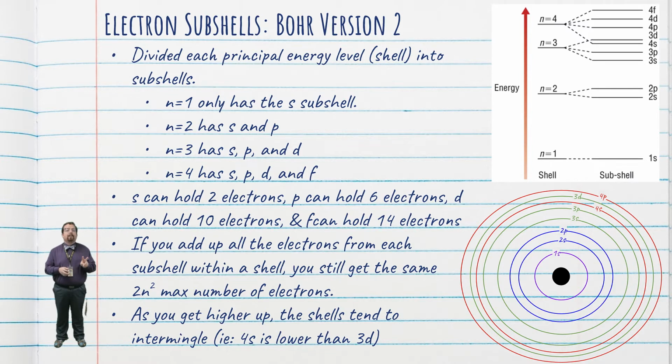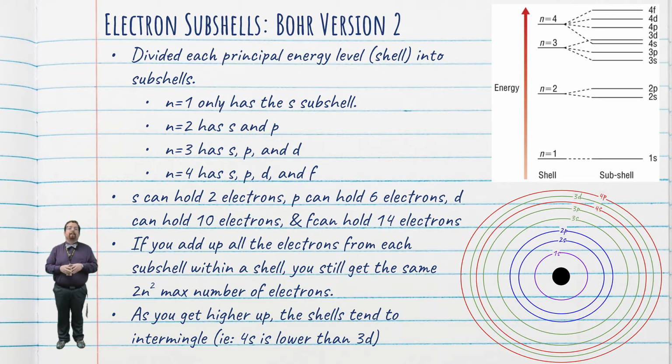In the n equals 2 energy level, we have a 2s and a 2p. These can hold 2 and 6 respectively for a total of 8 electrons, just like Bohr said the first time around. Try that out on your own for the third energy level. How many electrons can a 3s, 3p, and 3d subshell hold in total?